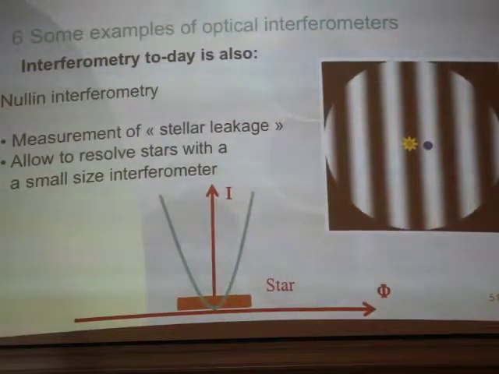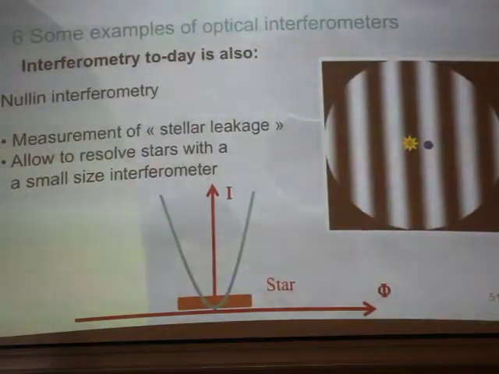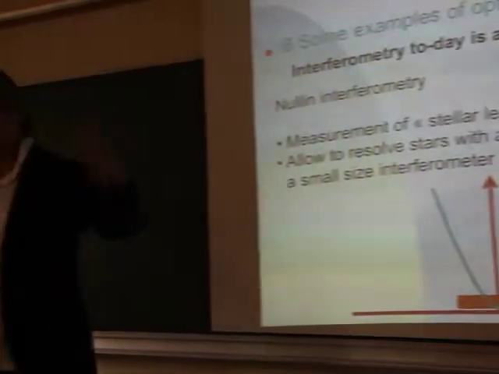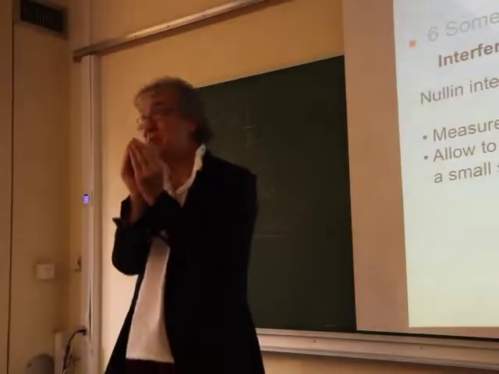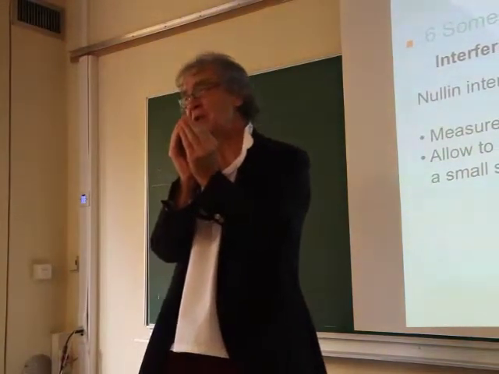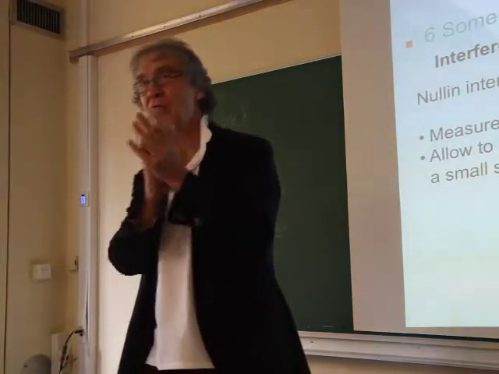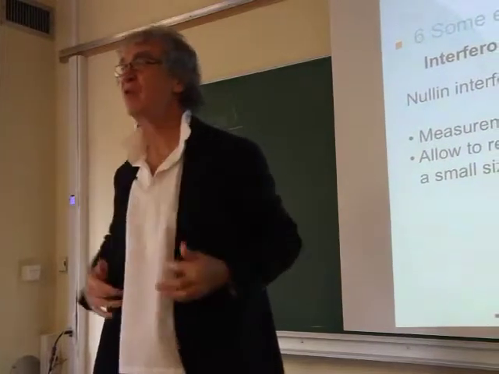What you will know is that you've detected a companion, but you don't know what it is. So what people would plan to do then is to take a spectrum. From the spectrum, they would know whether it's a star companion, or a reflection of light by the planet. But because the star is so big and the planet so small, you don't have the angular resolution.